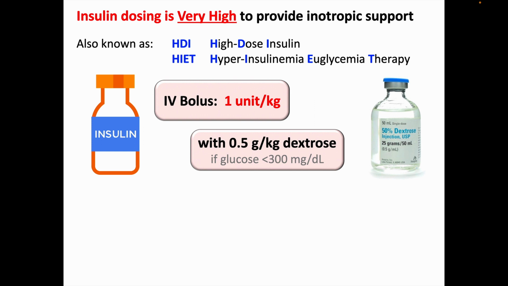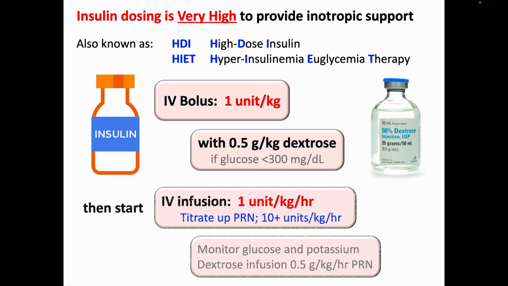But since these patients might already be hyperglycemic, we don't always need to give dextrose along with the bolus insulin. If the glucose levels are below 300 milligrams per deciliter, then 0.5 grams per kilogram dextrose is given. Then the patient is started on a high-dose insulin IV infusion, starting at 1 unit per kilogram per hour and titrating up as needed, if we're seeing beneficial effect, up to 10 units per kilogram per hour or maybe even higher. The patient is also given an infusion of dextrose at 0.5 grams per kilogram per hour if needed to avoid hypoglycemia, that is, to maintain euglycemia.